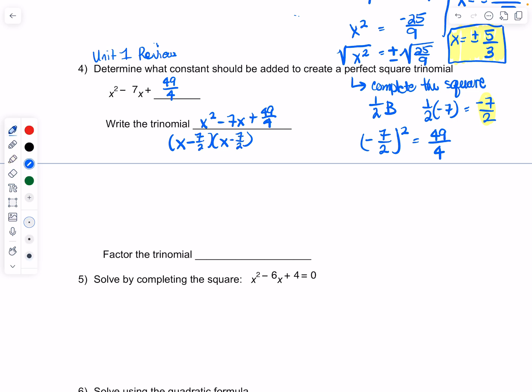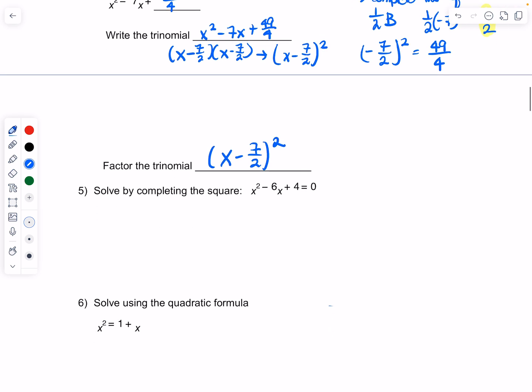That is what goes there. Okay, so this can be written as x minus 7 halves quantity squared, and that allows me to complete the square. Okay, and to factor the trinomial, I just did that. So in that spot is x minus 7 halves quantity squared. Okay, let's move on to number 5.